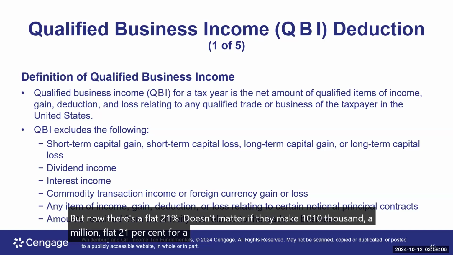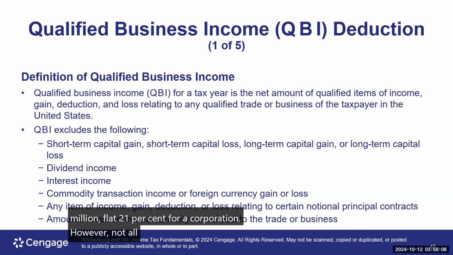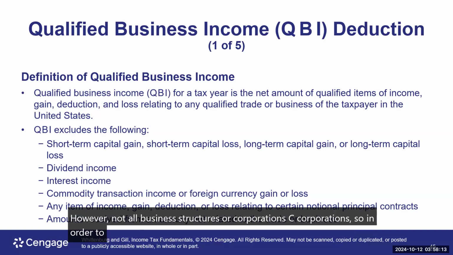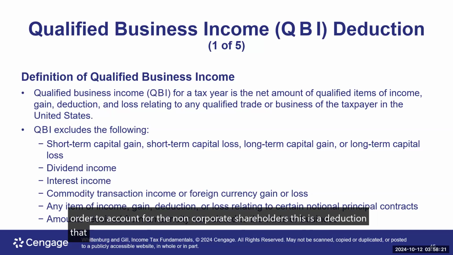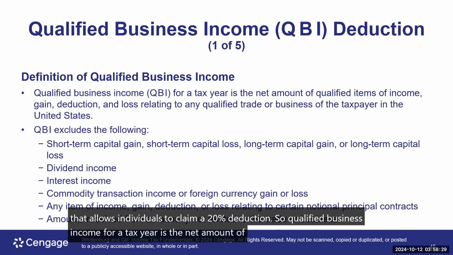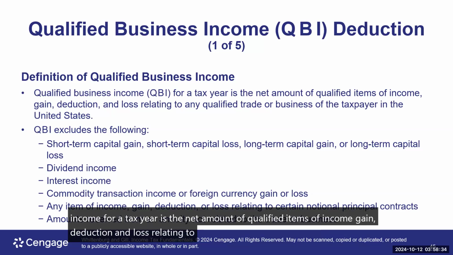However, not all business structures are C corporations. So in order to account for the non-corporate shareholders, this is a deduction that allows individuals to claim a 20% deduction. So qualified business income for a tax year is the net amount of qualified items of income, gain, deduction, and loss relating to any qualified trade or business of the taxpayer in the U.S.